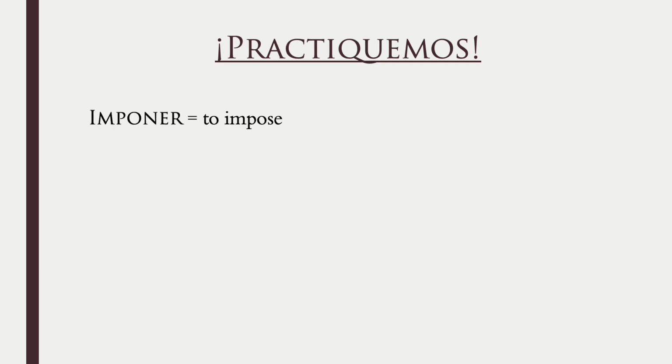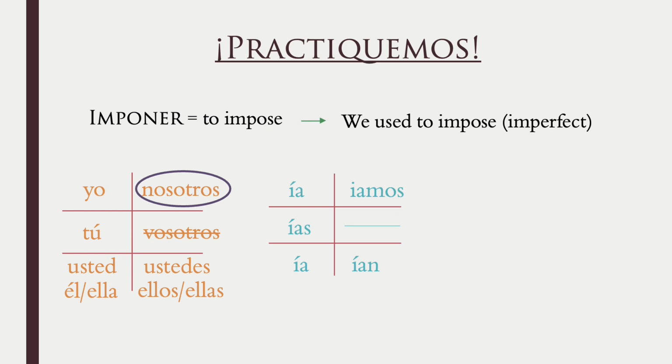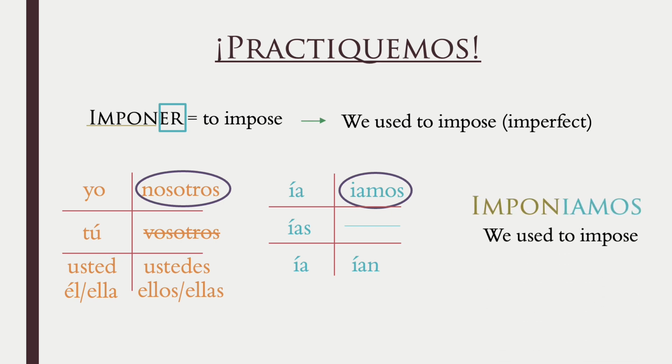Let's do the next one. Imponer, to impose. If I wanted to say we used to impose in the imperfect tense, I have to change that ending. So here's our subjects again, and here are the corresponding endings for ER verbs in the imperfect tense. We is this nosotros here. So the corresponding ending is íamos. So if I keep my stem the same and I swap out this ending, I end up with imponíamos. We used to impose.